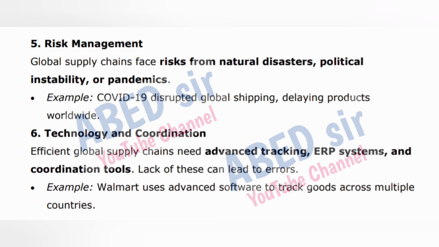6. Technology and coordination. Efficient global supply chains need advanced tracking, ERP systems, and coordination tools. Lack of these can lead to errors. Example, Walmart uses advanced software to track goods across multiple countries.